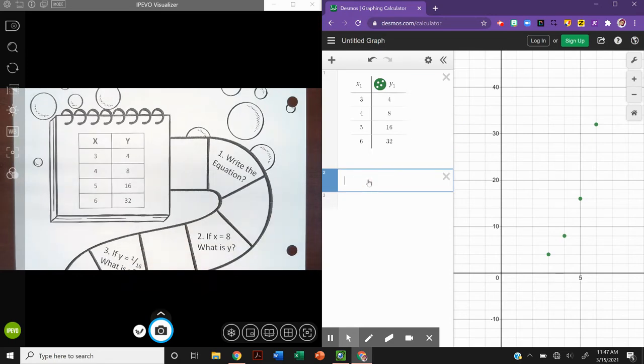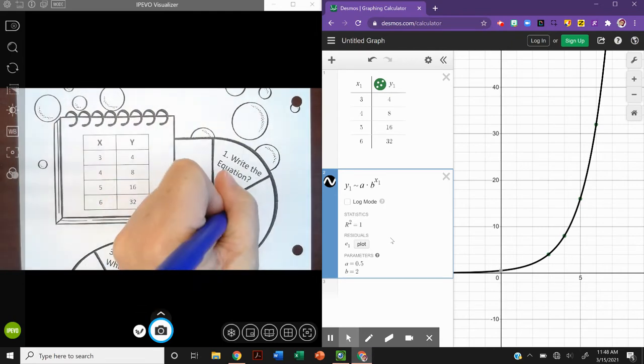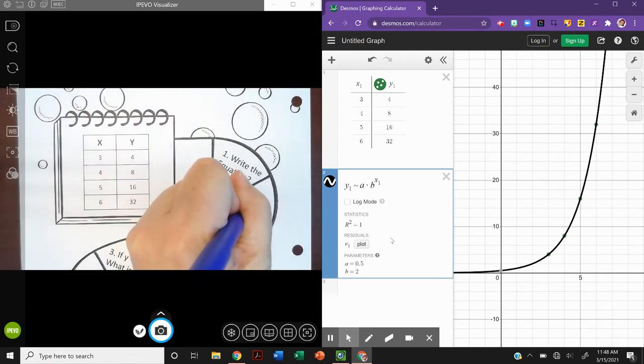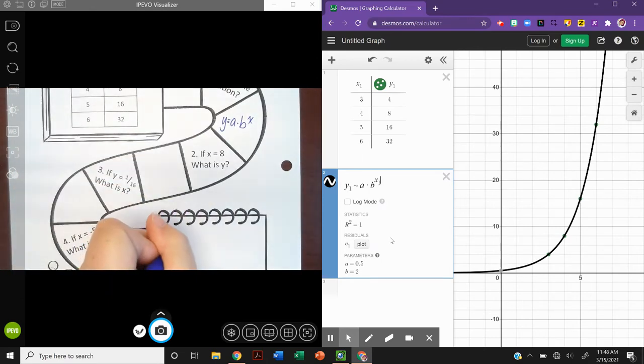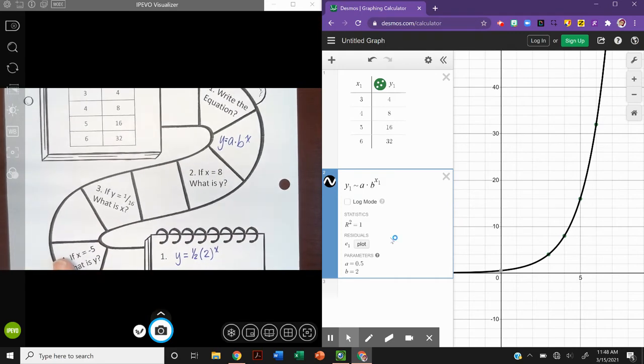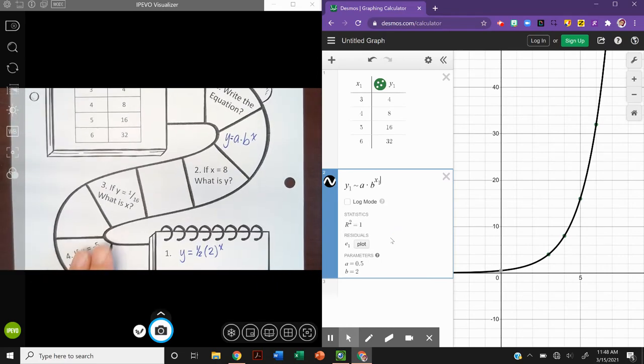All right, and if I hit the zoom, I can see my dots. Okay, and then I'm going to go here. I'm going to do y1 tilde a times b to the exponent x1. Remember, we decided yesterday that our equation is y equals a times b to the x. So down here in my final answer, I'm going to plug in that a value, which is 0.5 or 1/2, and then parentheses, 2 to the x. All right, so there's my equation. So there's my table, and now I have written the equation that goes with that table.